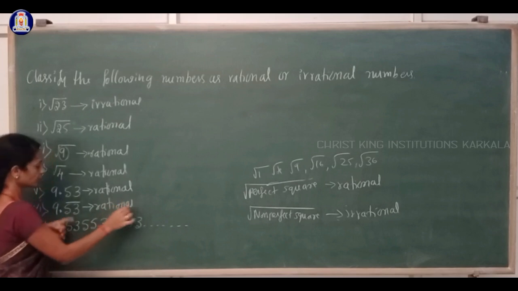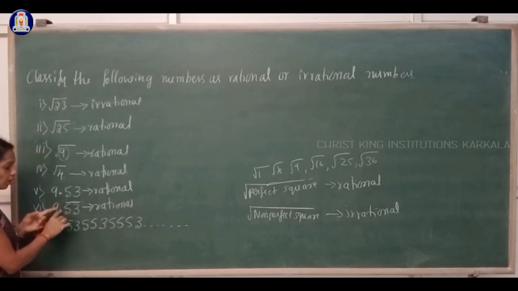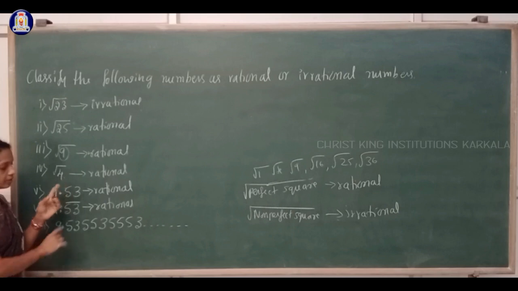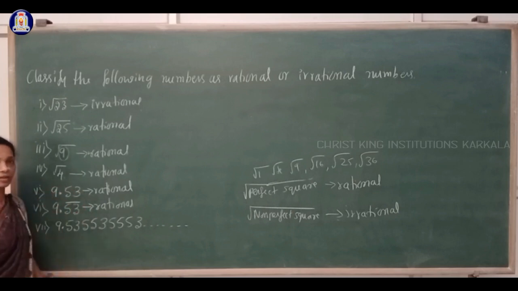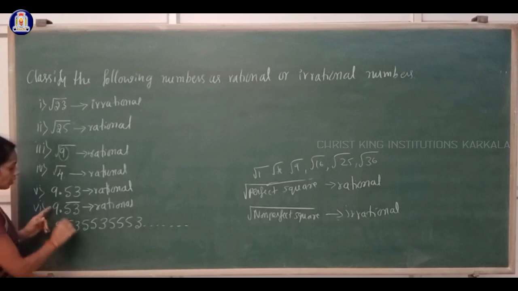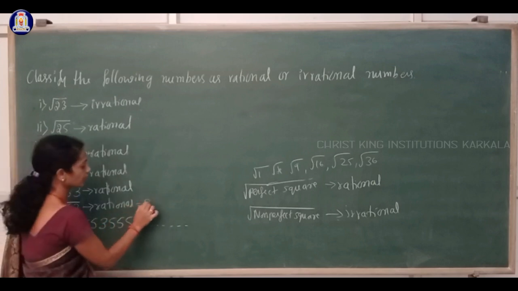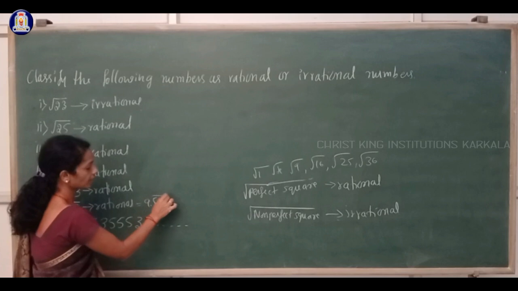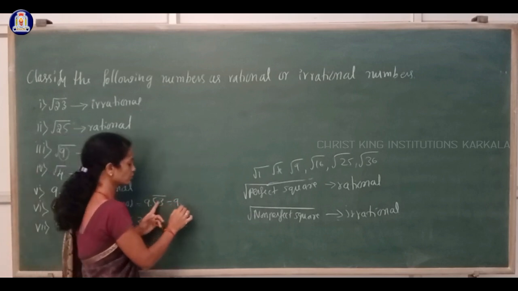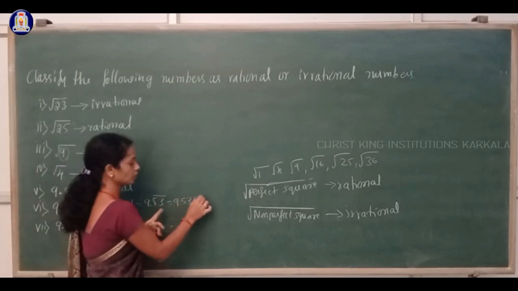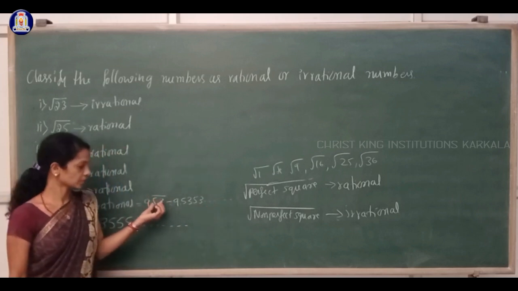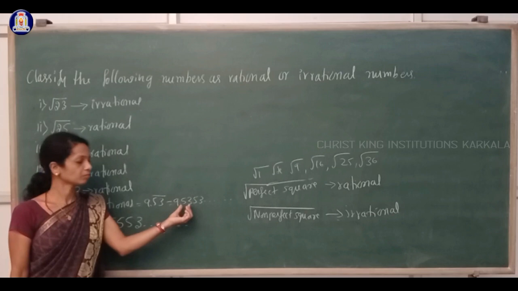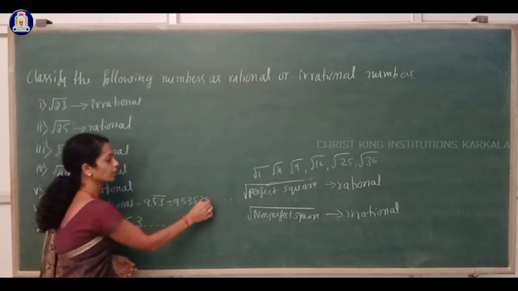Okay, so after the decimal point, if a bar is there, and if the etc symbol is not there, then those are rational numbers. And this number 9.53 bar we can write in this way also, 9.5353 etc. Under the bar, the digits that are there repeat in the same type, 53 53 53 like that.